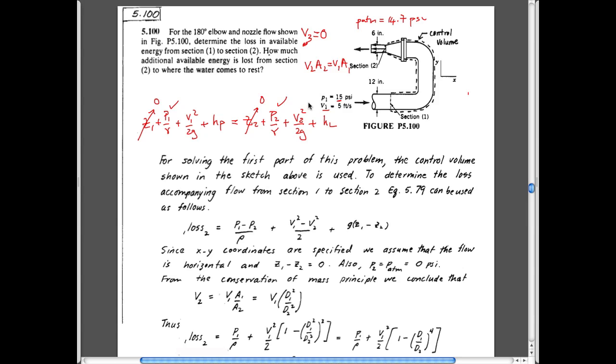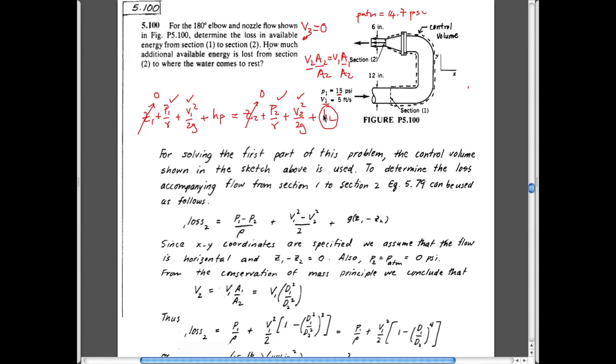Or do we have velocities? No. We have one velocity and one area. So you have to calculate V2 as a function of V1, which we can do just by dividing through by area 2. So we have velocity 1, we have velocity 2, and so as a result of that, we have the one remaining term.